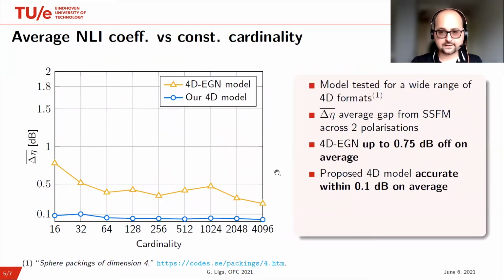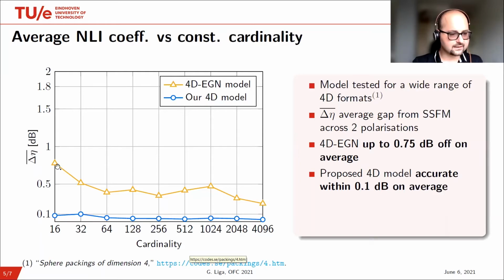In order to provide a more comprehensive picture of the accuracy of our model, we looked into a wider range of 4D formats that we took from this very comprehensive online database of 4D constellations. And then we computed the average gap between the model and the SSFM results over the two polarizations.